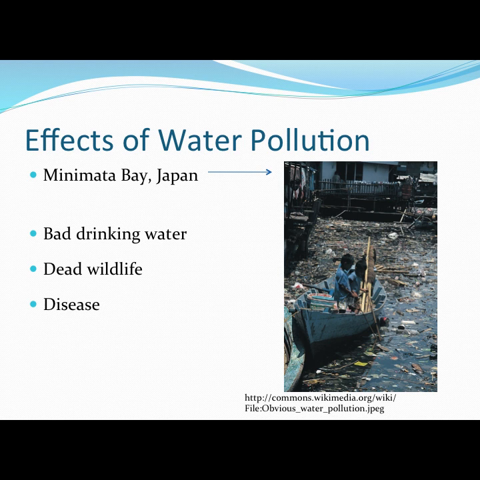We can see the effects of water pollution in this picture of Minamata Bay in Japan. They can't drink the water or use it for cooking. Situations like this often end up affecting the wildlife in the area and can be a breeding ground for disease.